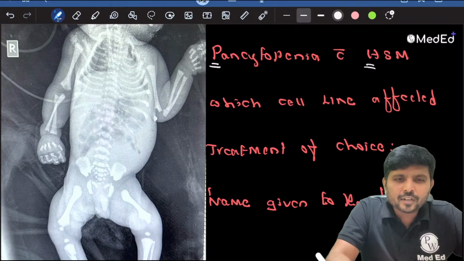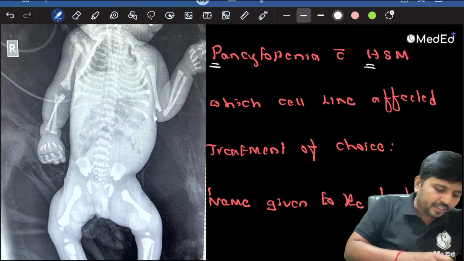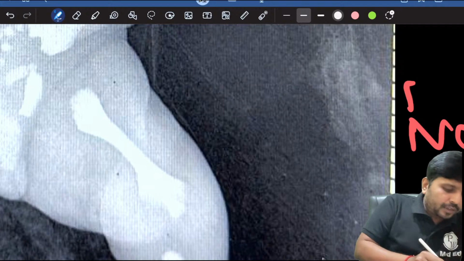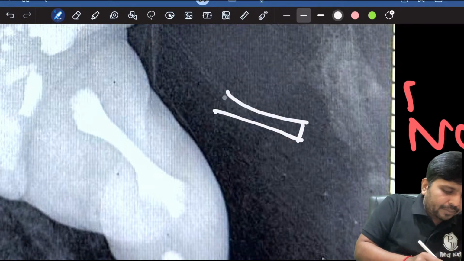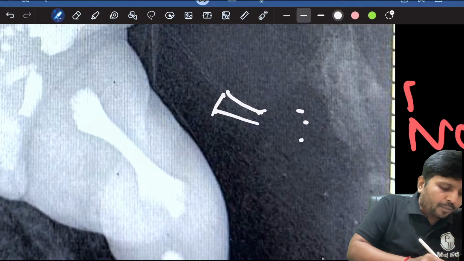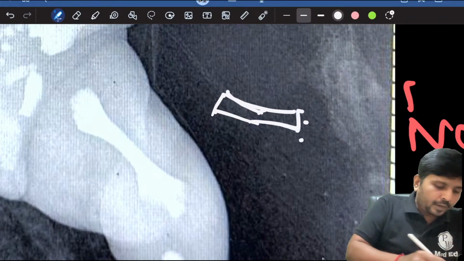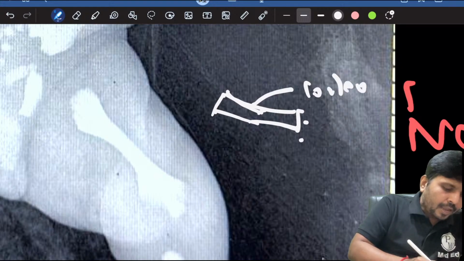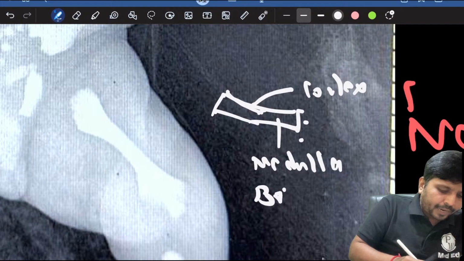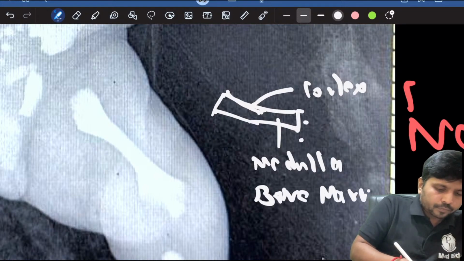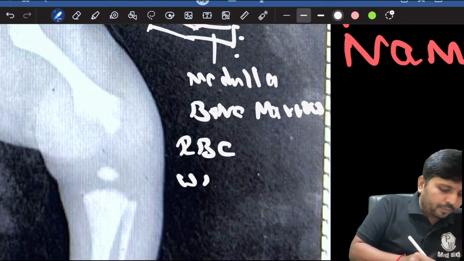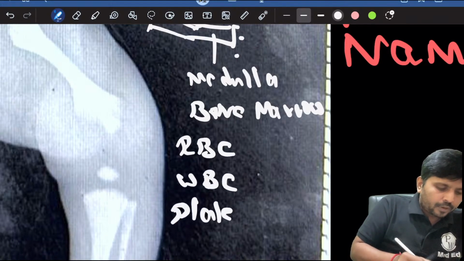What is this? Look at this. The bones are very, very thick. Look at the bone. Usually bone should have a cortex as well as a medulla. Cortex is the bony part. Medulla is the area where bone marrow is present. So this is cortex, and inside you need to have a medulla. In medulla only you have bone marrow, which produces 3 cell lines: RBC, WBC, platelets.